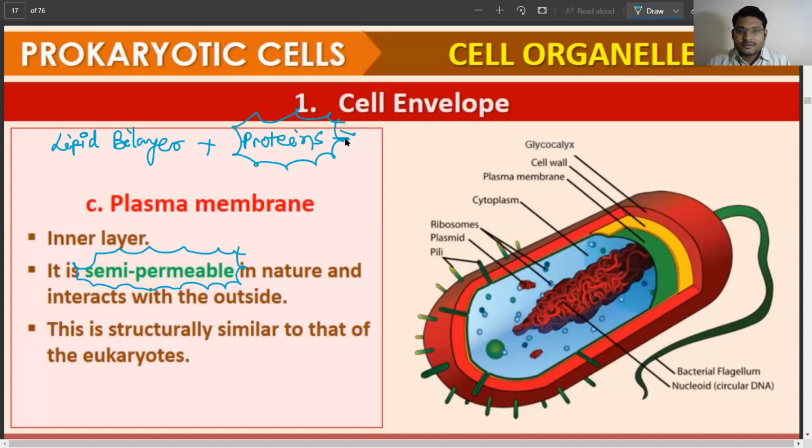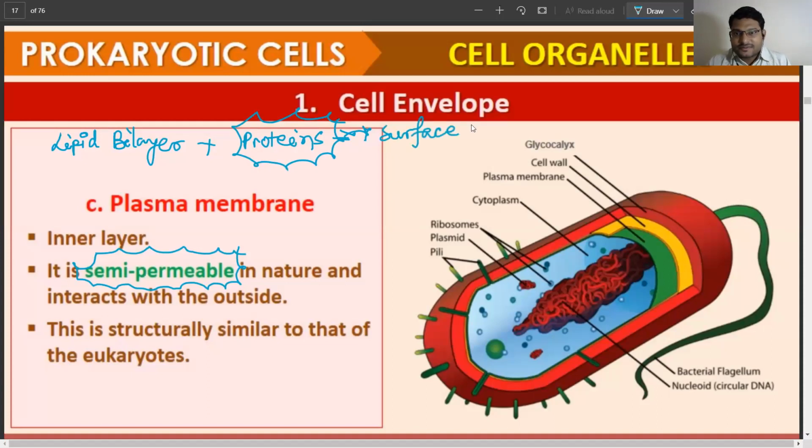Yes or no? Sir, phospholipids? Not exactly. Two types of proteins. I would say based on the position in the cell membrane, we can say. One outside, one in between. Can anybody tell now? Okay, I'll just tell you about that.